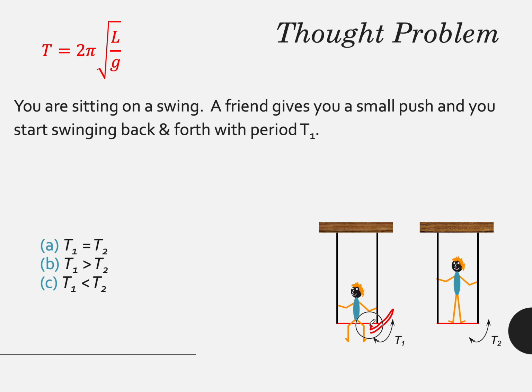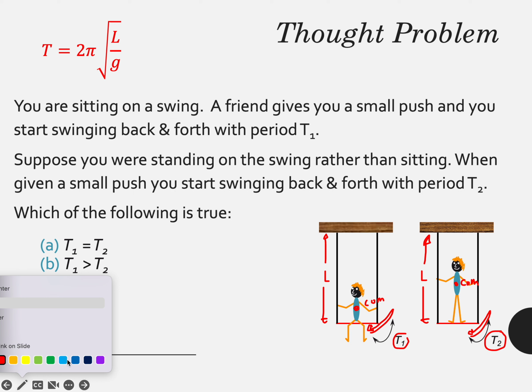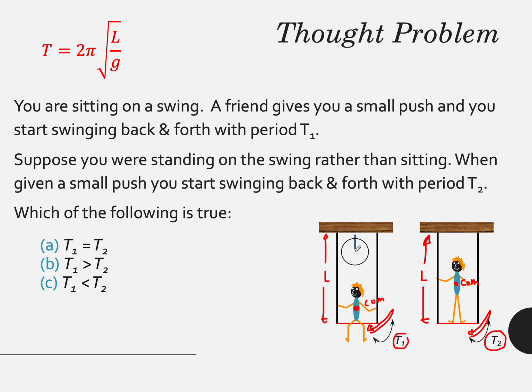Welcome back. There's one thing we haven't talked about with pendulums yet, but a pendulum's length is actually from the pivot point to the center of mass of the object that's swinging. So what's happening in this case? The true length of this pendulum is from the pivot point down to here, and over here, it's much shorter. If you look at the equation, if you make L smaller, the period is going to get smaller.